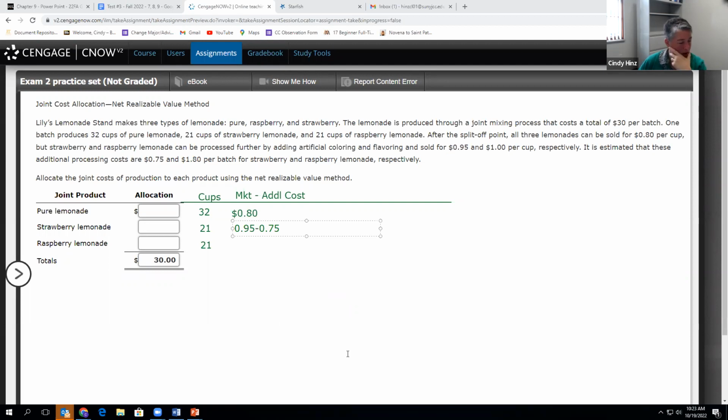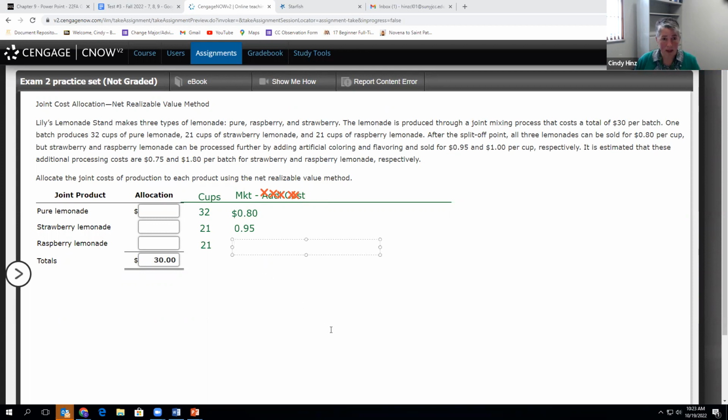It's not additional cost per cup. Sorry, I can't do it this way because I have to do that 75 cents in total. So let me just ignore this additional cost part. I was thinking those were additional costs per cup. We're going to have to do this a little bit differently. I am going to have to do the extra step here.